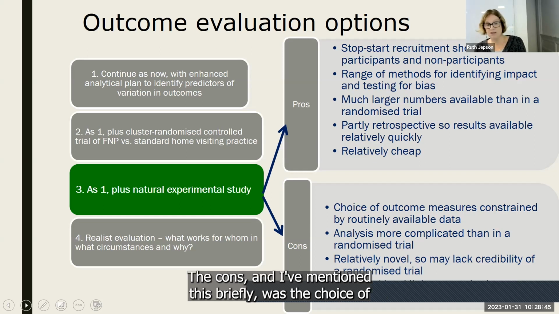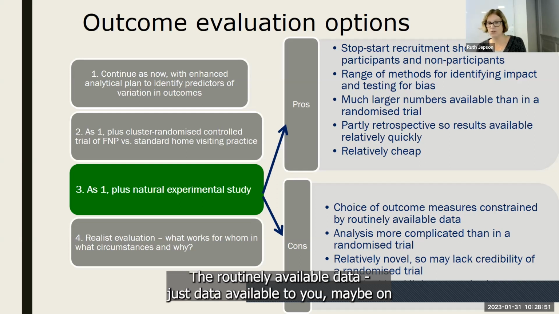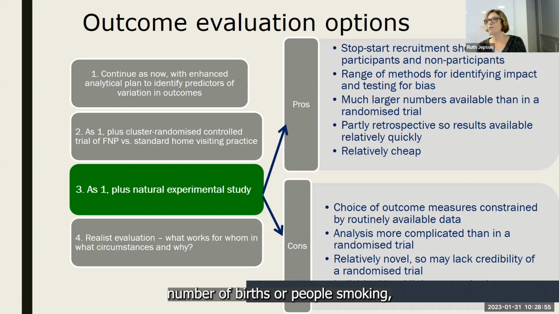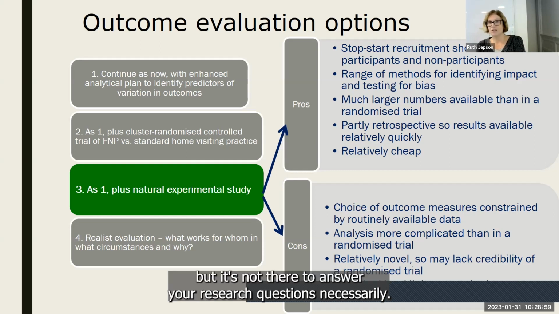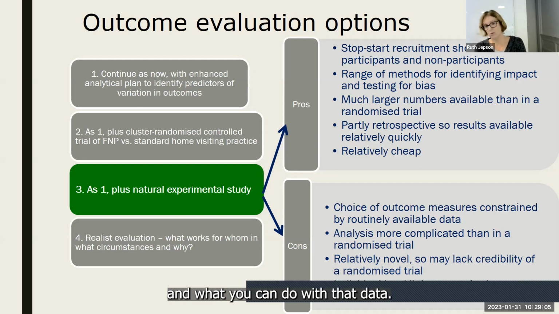The cons, and I've mentioned this briefly, was the choice of outcome measures constrained by the routinely available data. The routinely available data is just data available for you, maybe on number of births or people smoking, but it's not there to answer your research questions necessarily. So there's always a trade-off between what you can use and what you can do with that data. The analysis was more complicated.